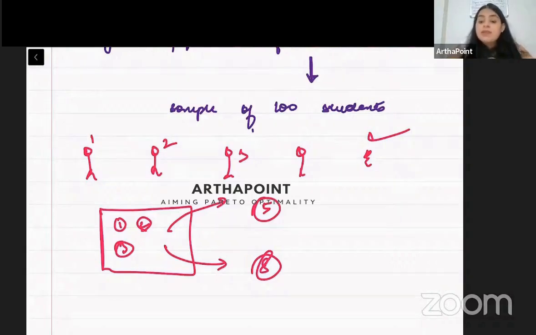So when we come to simple random sampling, as the word suggests, you just have to randomly select. But to randomize, how do you randomize? To randomize, you can use this chit method. There is another thing which you can do.